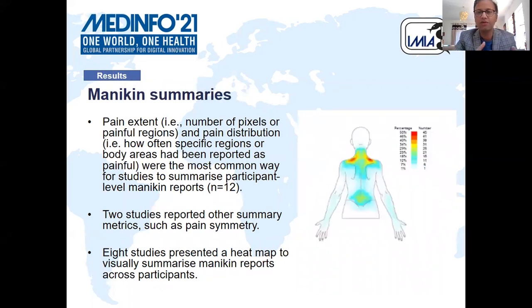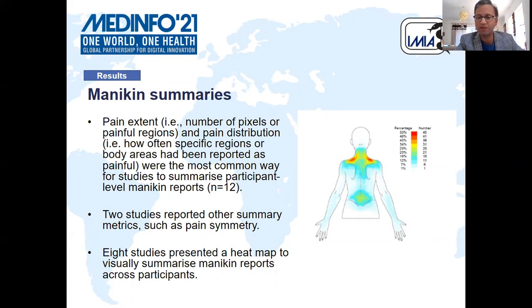About how the information collected on the mannequin is summarized, we found that pain extent and pain distribution were the most common pain metrics or summaries used. Pain extent was calculated mostly as the number of pixels colored in the whole mannequin, or the number of painful regions selected out of the whole mannequin, to calculate the percentage of body area affected with pain. Pain distribution is related to the location of the pain, how well the pain is distributed over the mannequin. These were the most common participant-level mannequin reports.